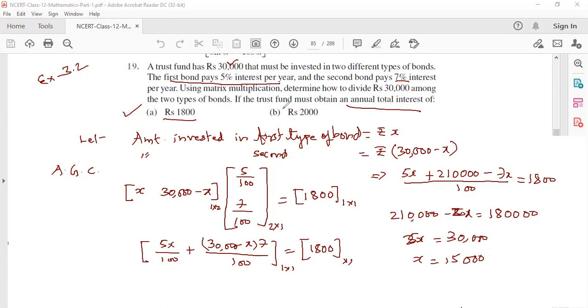Similarly, for the second question you have to do the same way, instead of 1,800, you will take 2,000. Okay.